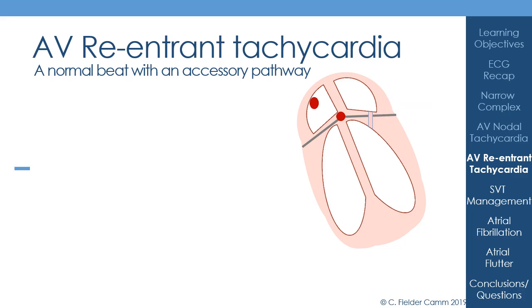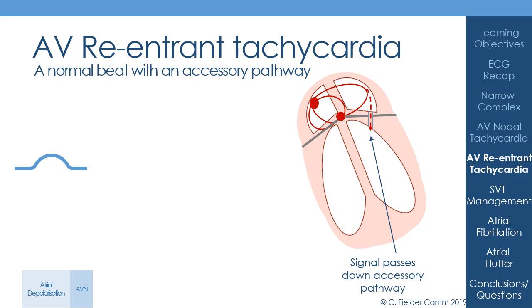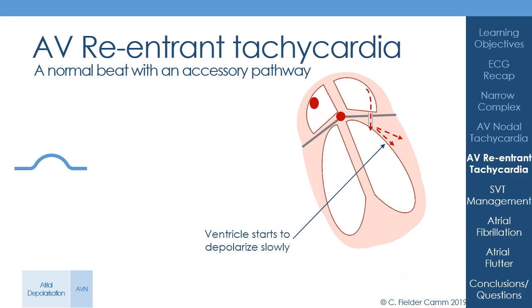And so if you've got an accessory pathway, a normal heartbeat with an accessory pathway looks something like this. The signal starts in the sinoatrial node as usual, and atrial depolarization occurs exactly as it would normally. And the signal reaches the AV node, but at the same time, that signal passes down the accessory pathway. And this occurs while the main signal is still in the AV node. And so the signal is still held in the AV node, but the ventricles start to slowly depolarize.